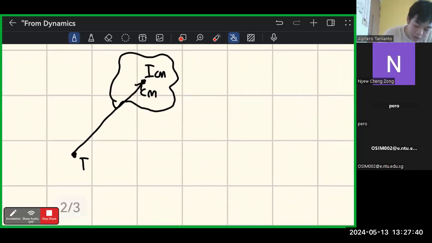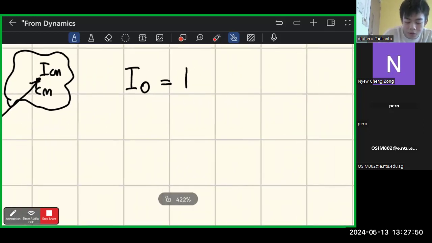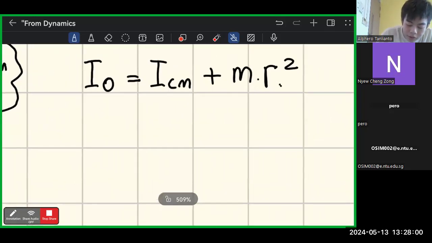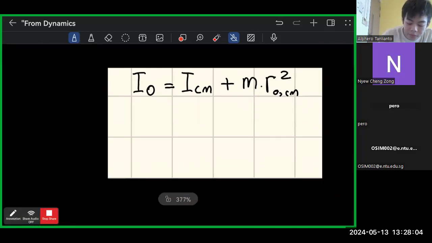With respect to this point, let's call this point O. Then the moment of inertia with respect to this point O is the moment of inertia with respect to its center of mass, added by the mass of the object times r squared, where r here is the distance between O and the center of mass.